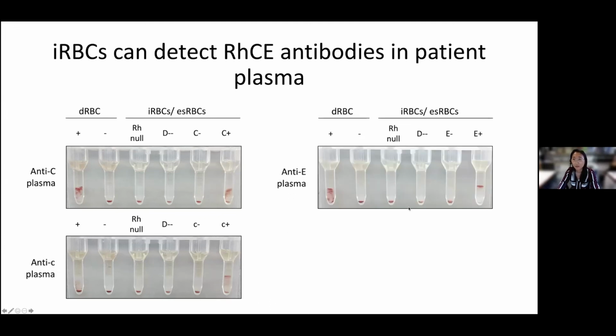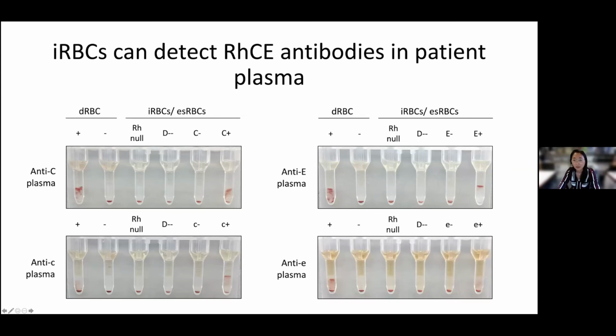Again, the same with big E. We don't see any unwanted agglutination, and we see a really nice strong agglutination pattern with a big E positive IRBC. And with an anti-little e patient plasma, we don't see agglutination with the RH null, D minus, or little e negative IRBCs, but we do see agglutination with a little e positive IRBC.